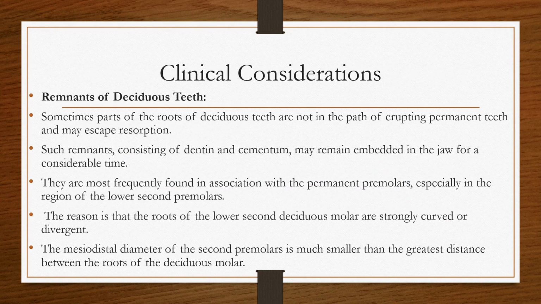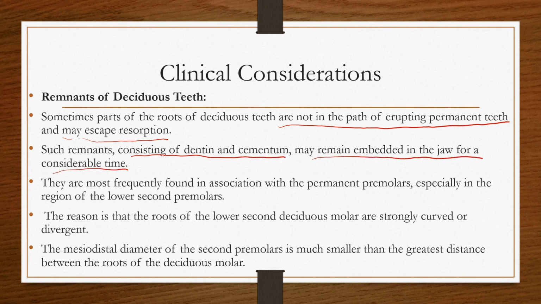Clinical considerations: the remnants of deciduous teeth, sometimes part of the roots of deciduous teeth, are not in the path of erupting permanent teeth and may escape resorption. So that's why there are over-retained teeth that remain intact and do not get resorbed. So we have to extract them. Such remnants consisting of dentine and cementum may remain embedded in the jaw for a considerable time unless you stimulate them to fall off.